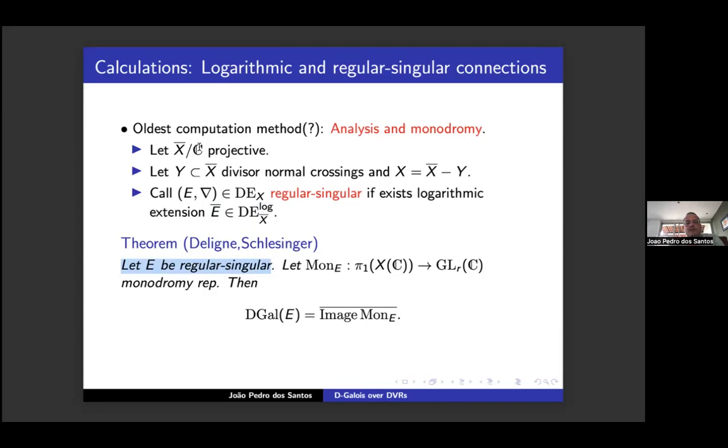So you have your complex space. Now X, which is the open part, is a complex manifold. So I can have a monodromy representation. And the theorem is that if I have regular singularities, then the Galois group is just the image of the monodromy representation. Okay, very important theorem, allows a lot of calculations, at least when the analysis is simple. Okay, then you can always argue that analysis will be very complicated usually. But then you have this theorem.